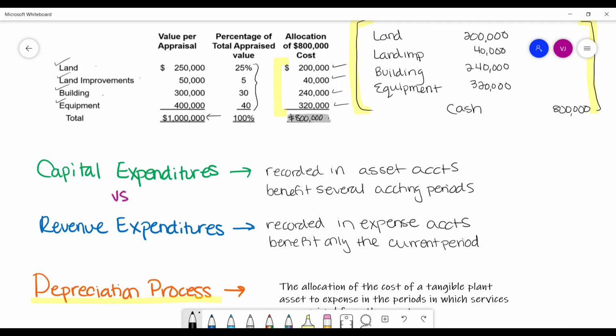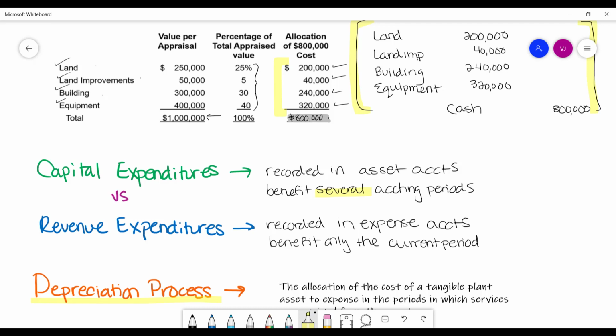depreciable. But the main difference here between capital and revenue expenditures is that capital expenditures are those costs we incur that are going to benefit us for several accounting periods, so they have to be added into an asset account. And revenue expenditures are recorded in expense accounts because they are only going to benefit us in the current period. And why is it called revenue expenditure? Well, remember, expenses are those things we incur within a period to help us generate revenue within that period.